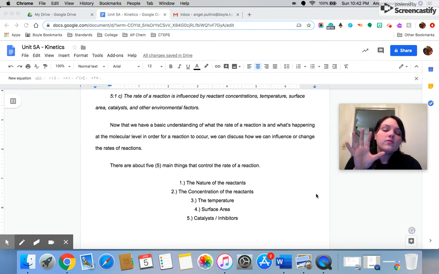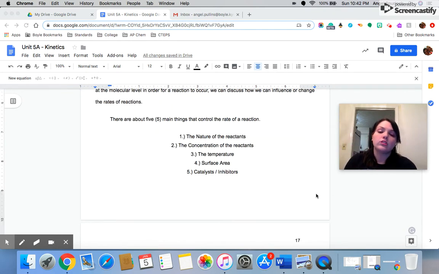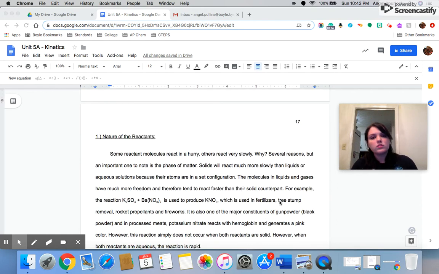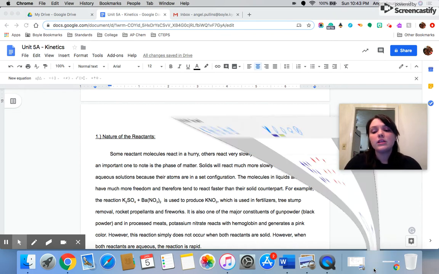So, the 5 things that control the rate of reaction: the nature of the reactants, the concentration of the reactants, the temperature, surface area, and catalysts or inhibitors. So let's get going. Now, the nature of the reactants refers to a couple of things. First and foremost, it refers to the phase that the reactants are in, because solids tend to react much more slowly than liquids or gases. And let's take a look at why.